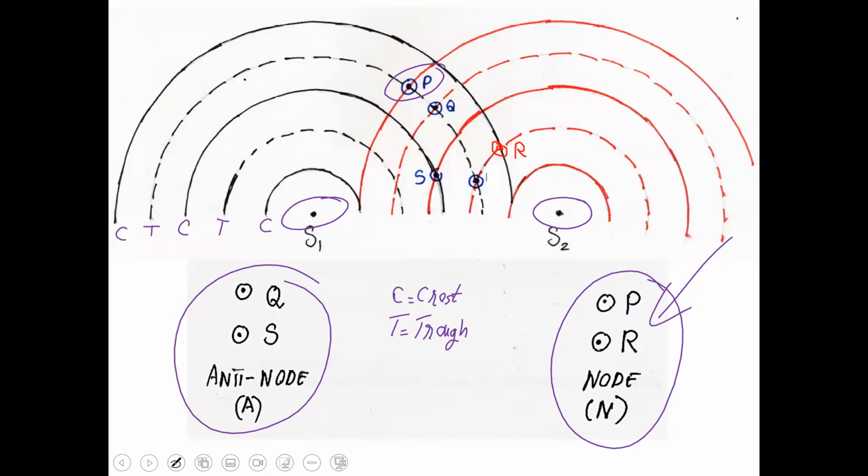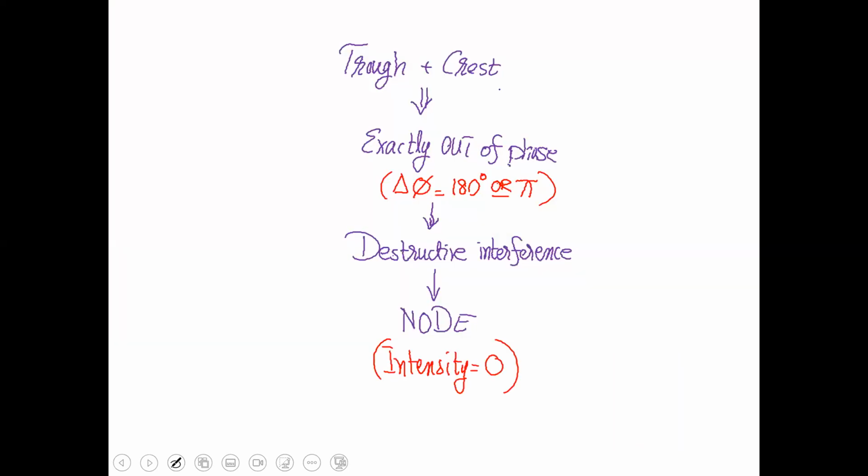Now talk about Q. In Q, both the troughs superimpose, which causes constructive interference. Good, so we got the point. A trough plus a crest, exactly out of phase, gives destructive interference, and this can generate a node. Node means zero intensity. So you have to copy this summary.